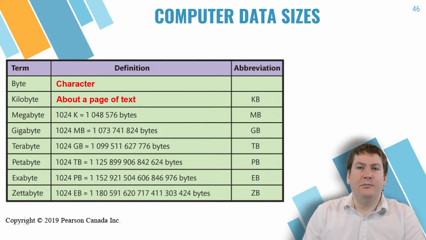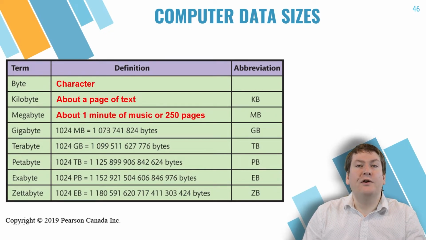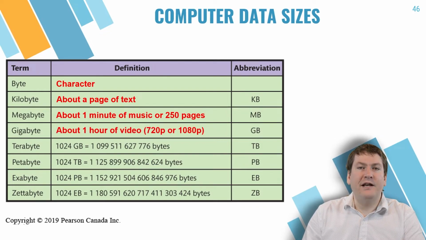So a kilobyte is approximately a single page of text. A megabyte is about a minute of music, or 250 pages of text, sort of like a short book. A gigabyte can store just over an hour of HD video in 720p or just under an hour in 1080p videos. Those would be the resolutions of the video. And those would both be different HD formats, but not quite the newest 4K format.